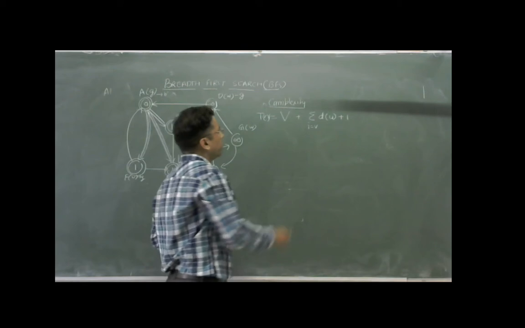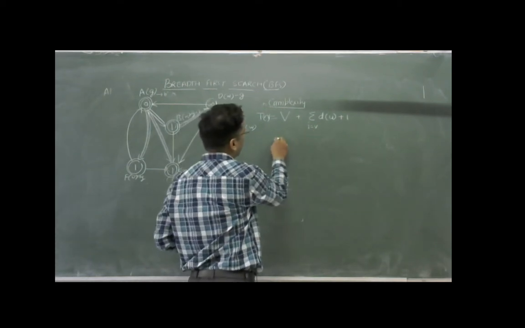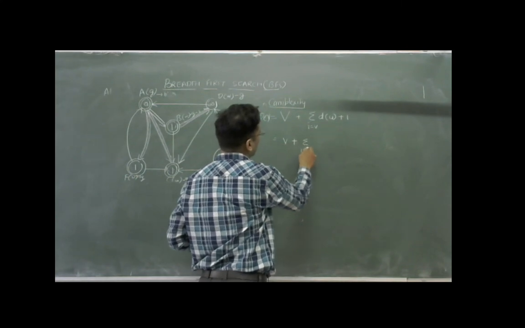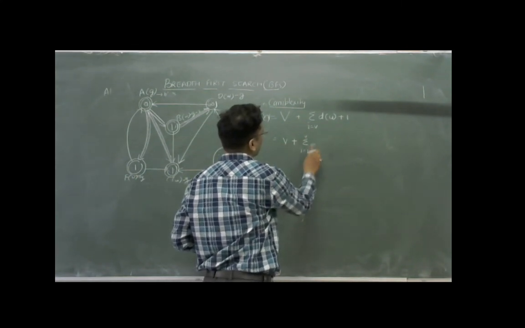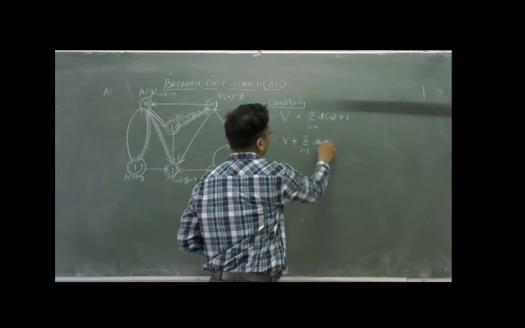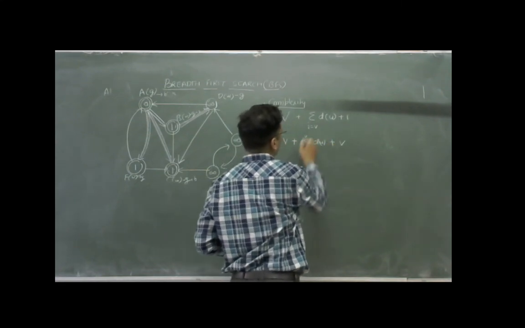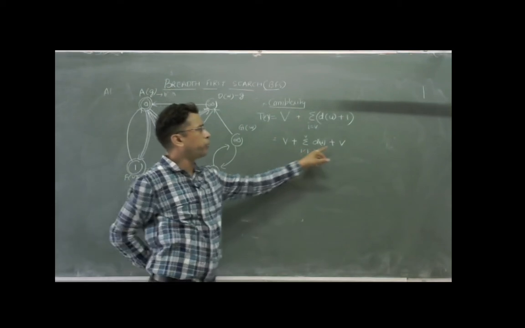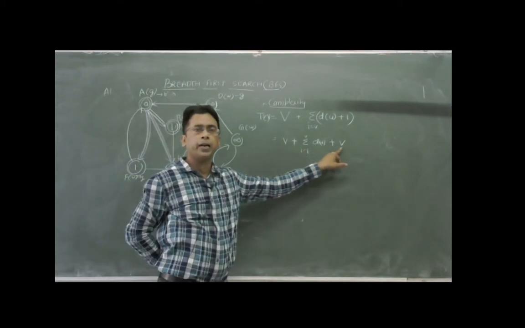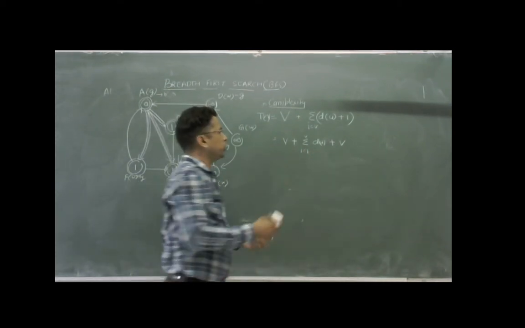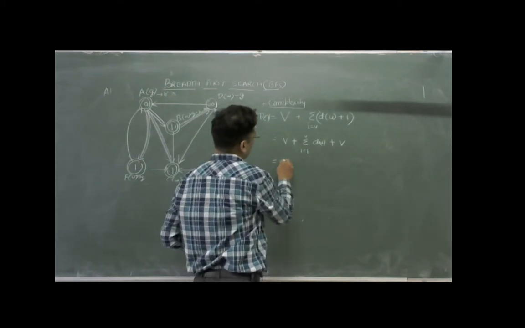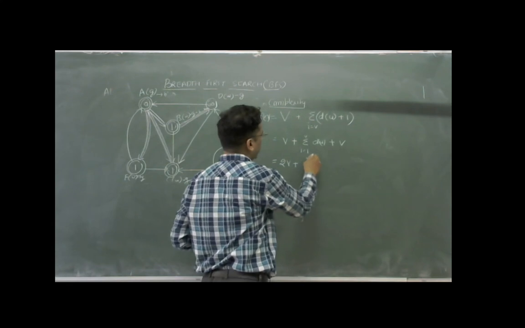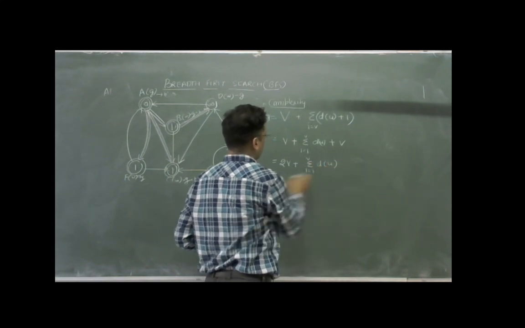Now computing all this, since there are V vertices, this will be the sum from i equals 1 to V of du plus V, because we are processing each vertex, which is the same as the number of vertices. So this would be equal to 2V plus the sum from i equals 1 to V of du.